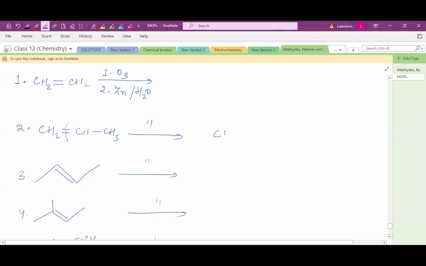It will give you CH2 with a double bond oxygen, right? One oxygen went to this one. Plus, this CH will get one oxygen by a double bond. You have to attach it via a double bond. So this will be your product. Clear? Yes, ma'am.